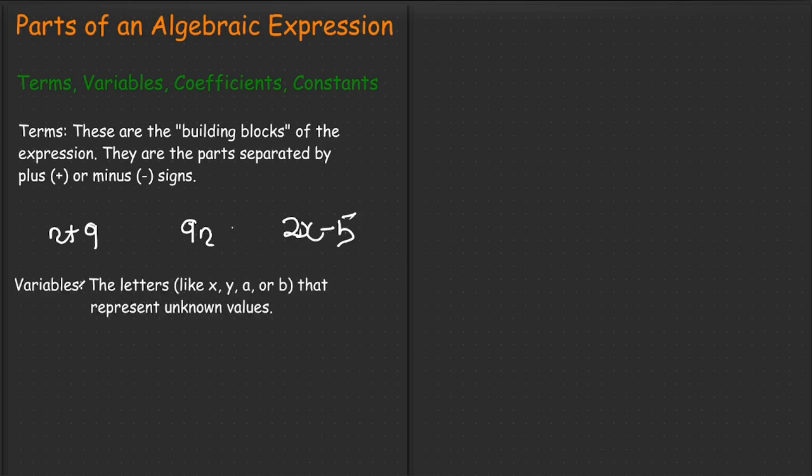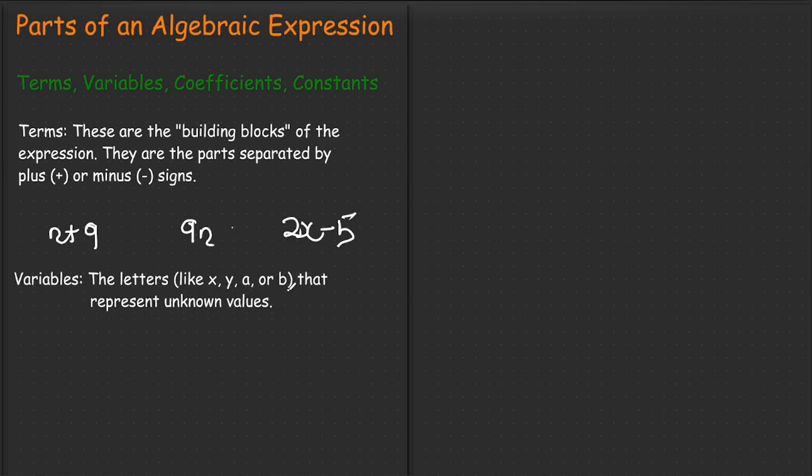The next one here is the variable, and I think we spoke about them in our previous lesson. These are the letters that represent the unknown. They can be any letter at all, from A to Z. Any letter in any language is allowed as a variable. So we have here X, Y, A, or B. These are all letters that you can use to represent what? Unknowns. So far as you don't know the exact value, you can use any letter.